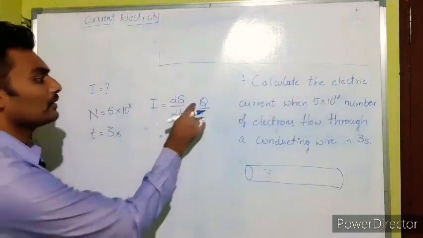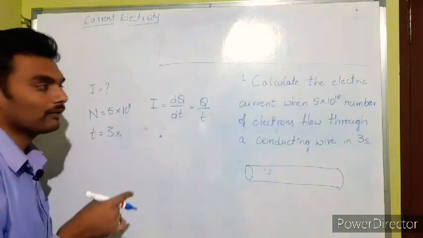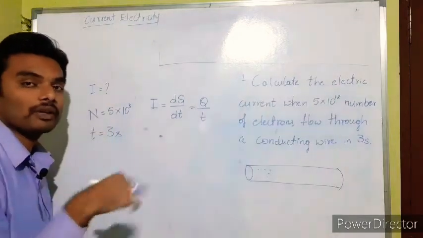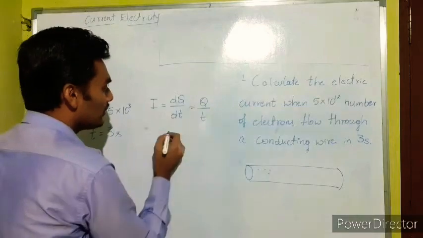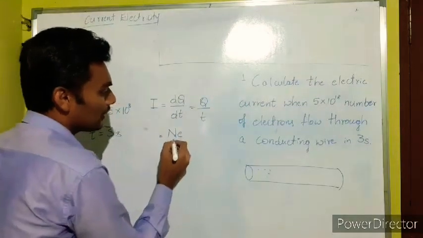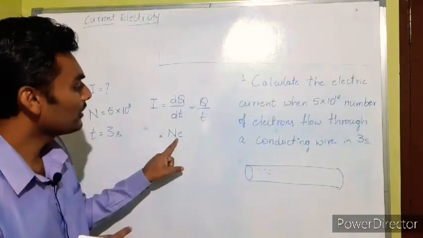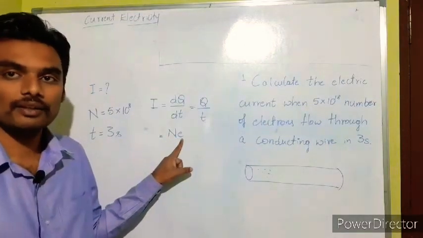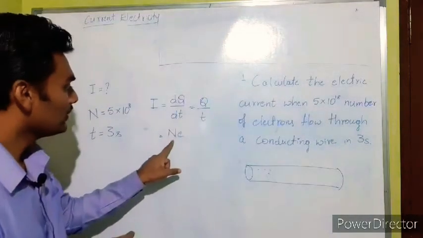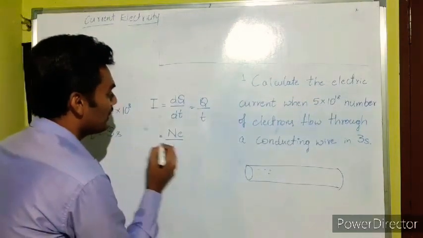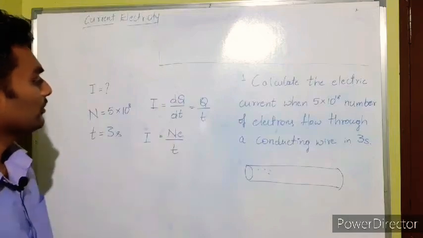So what is the total charge that is flowing through the conductor? We don't know, they have not given it, but they have given the number of electrons flowing. And we know that q is equal to ne, the total charge is equal to the number of electrons multiplied by the charge of each electron. You remember that from the first chapter itself. So q is equal to ne divided by t, and this becomes the expression for current: I is equal to ne by t.